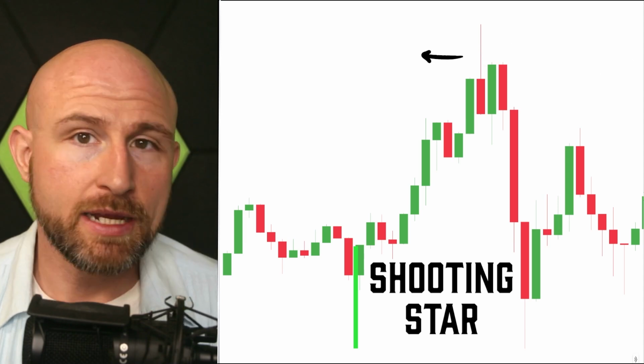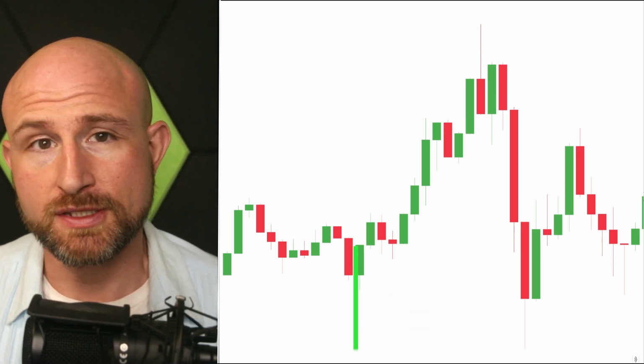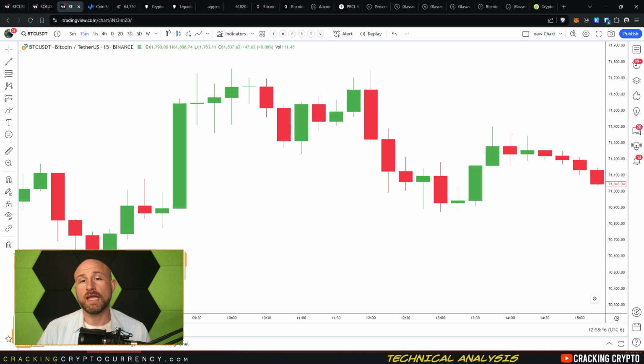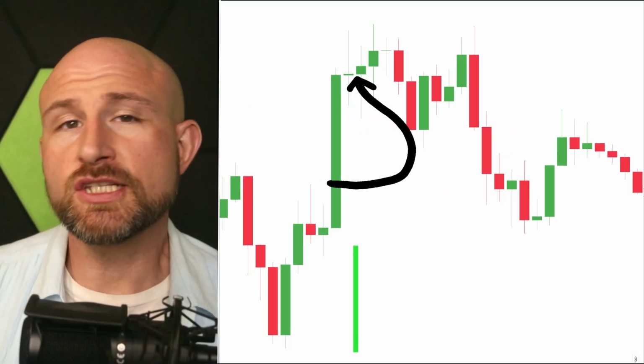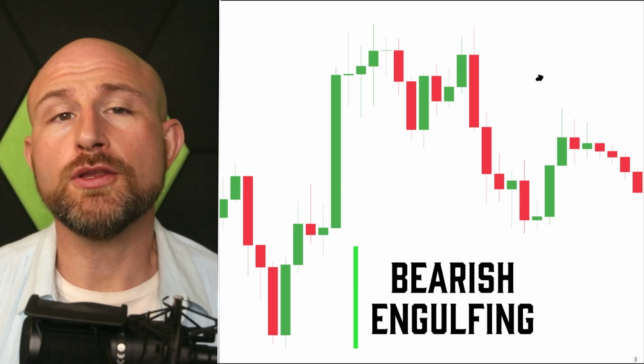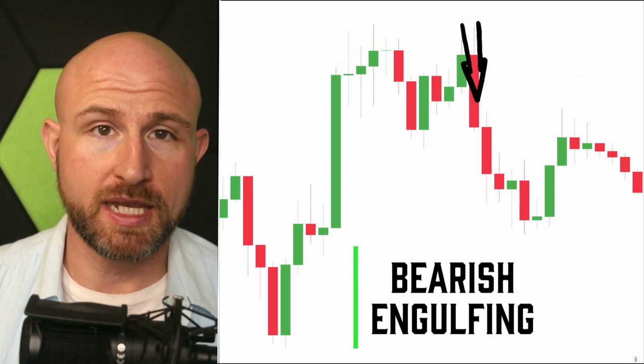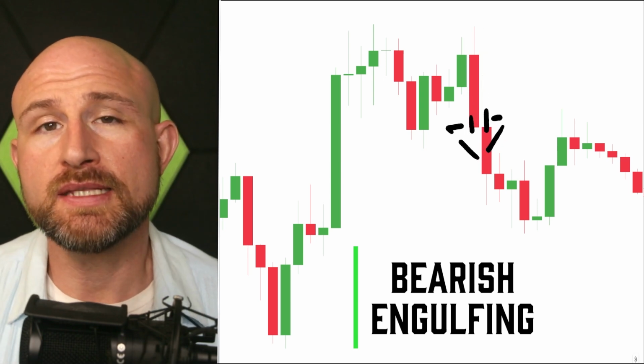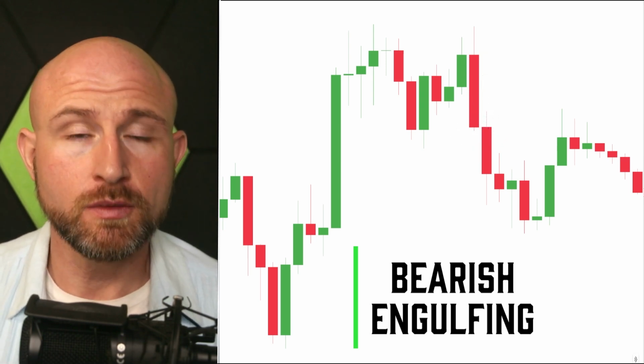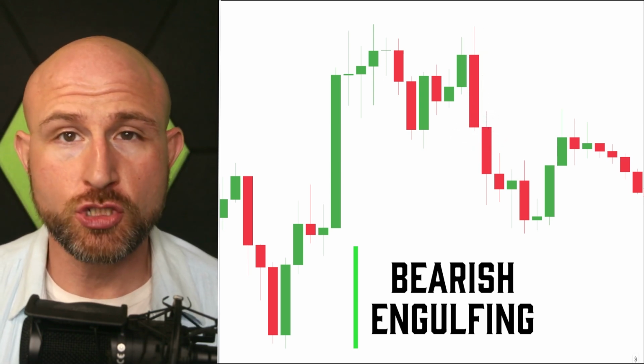It indicates buyer exhaustion and often signals a reversal of price to the downside. The bearish engulfing candle is the opposite of the bullish engulfing pattern. This is a smaller bullish candle, followed by a larger bearish candle that completely engulfs the previous candle's range. This indicates a potential downward reversal or continuation of a bearish trend following a period of consolidation.